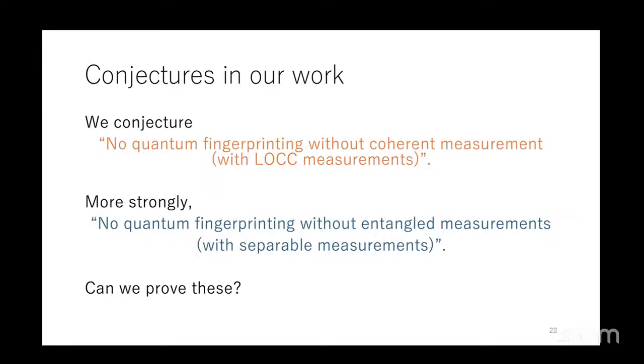And finally, while we could not prove it, we conjecture that the equality problem is hard against general LCC measurements, and the LCC measurement is a special type of separable measurement. So, more strongly, we conjecture that the equality problem is hard against any separable measurement.